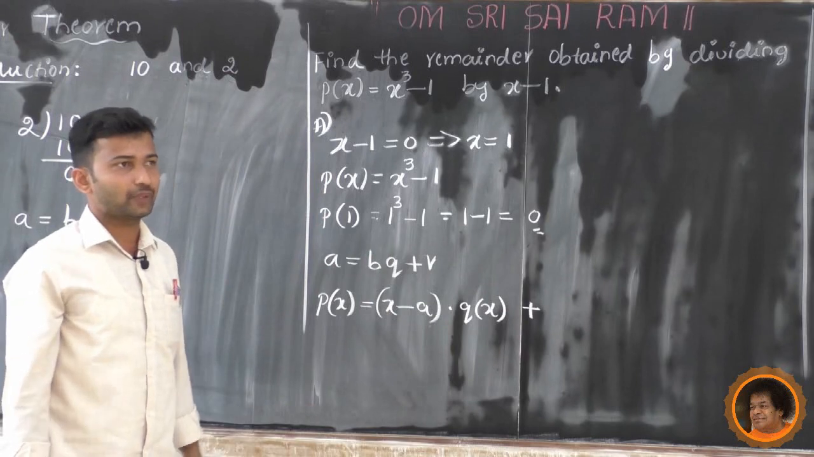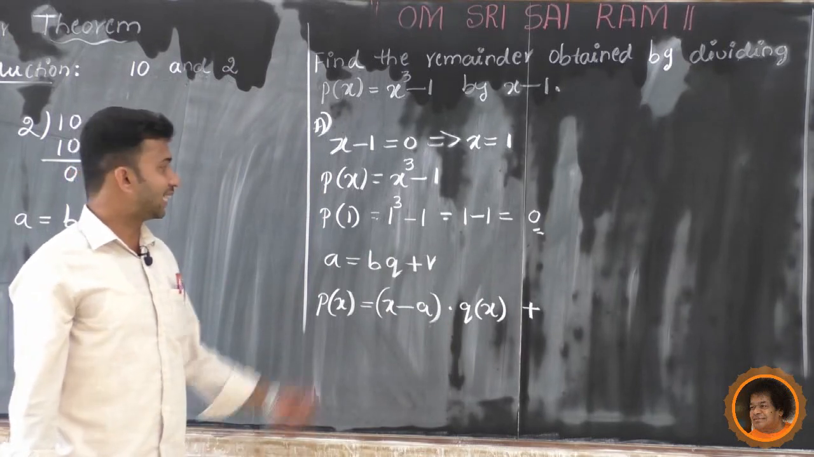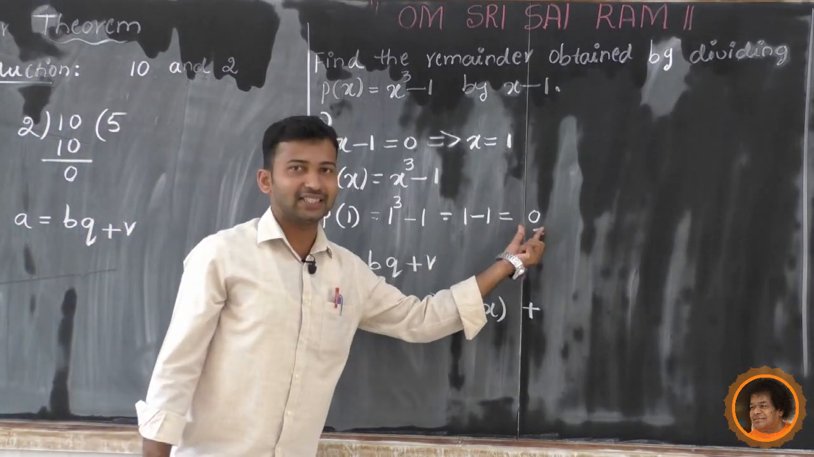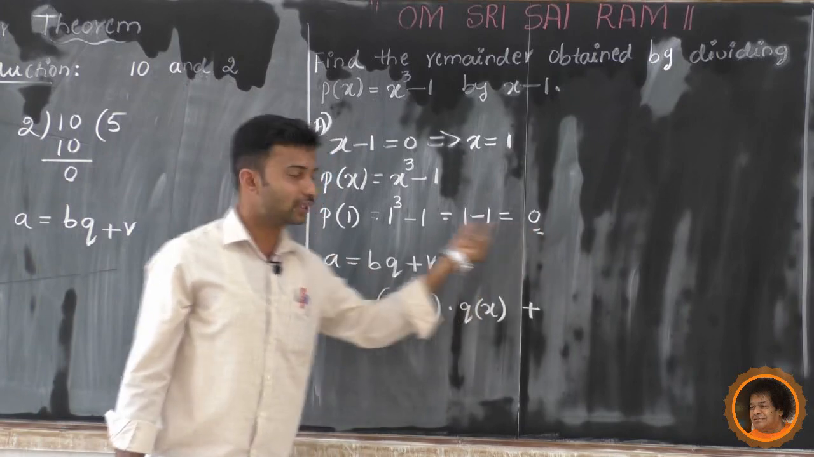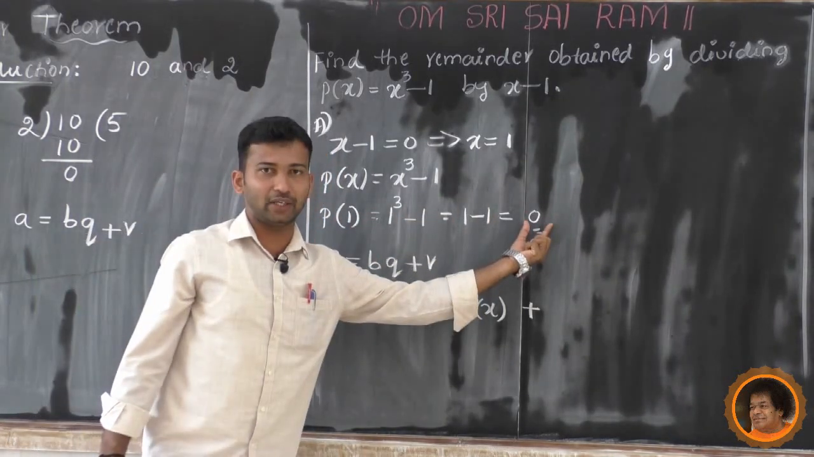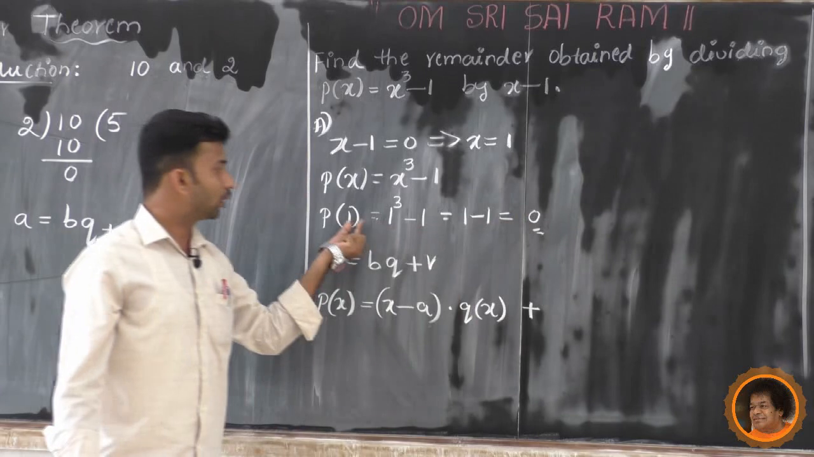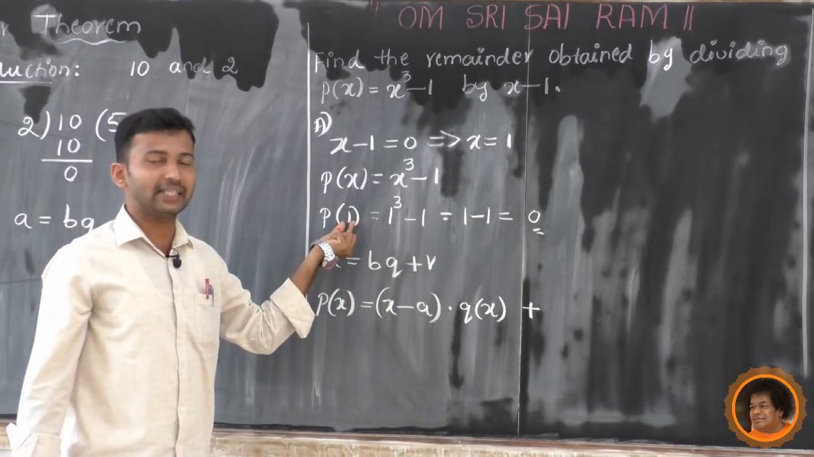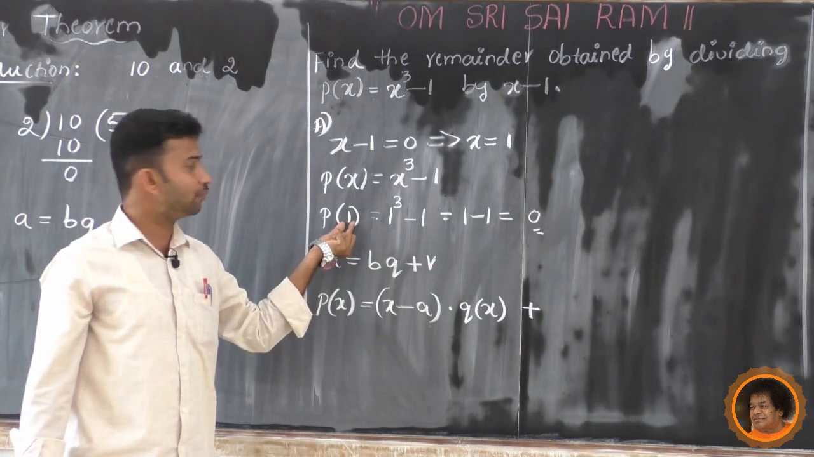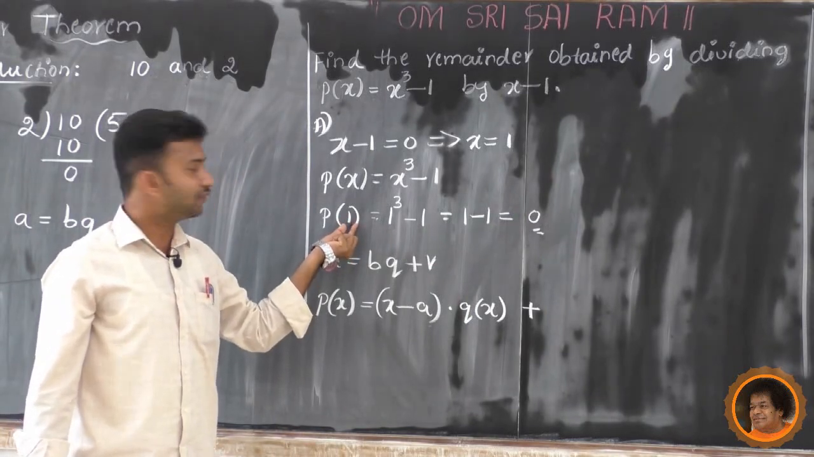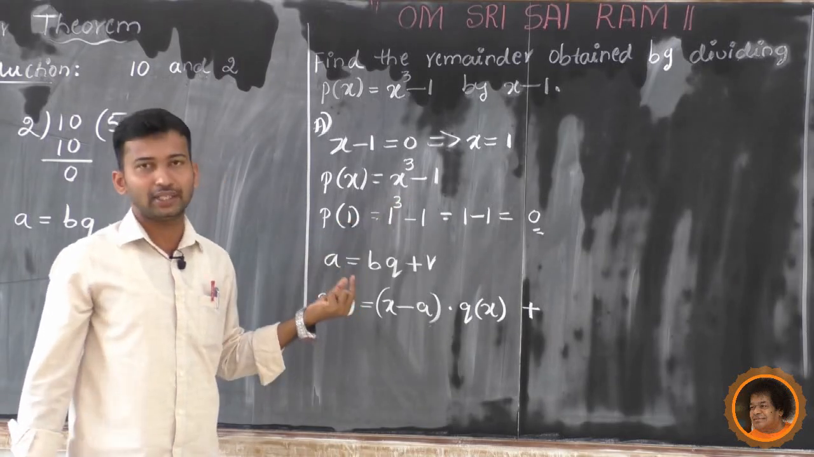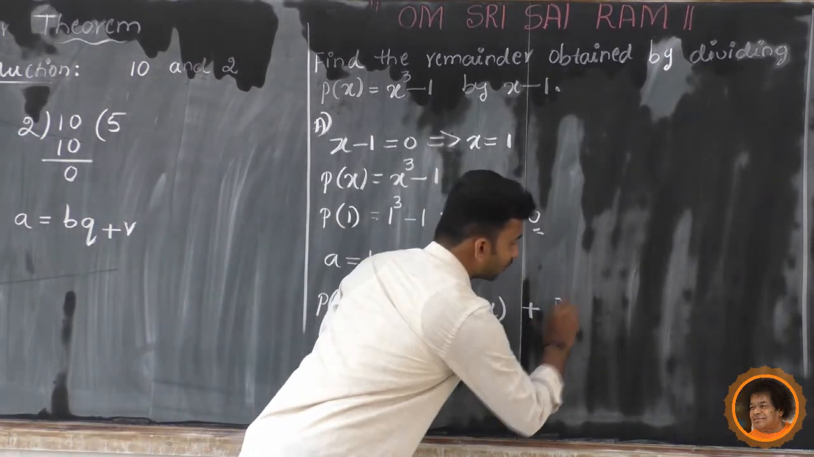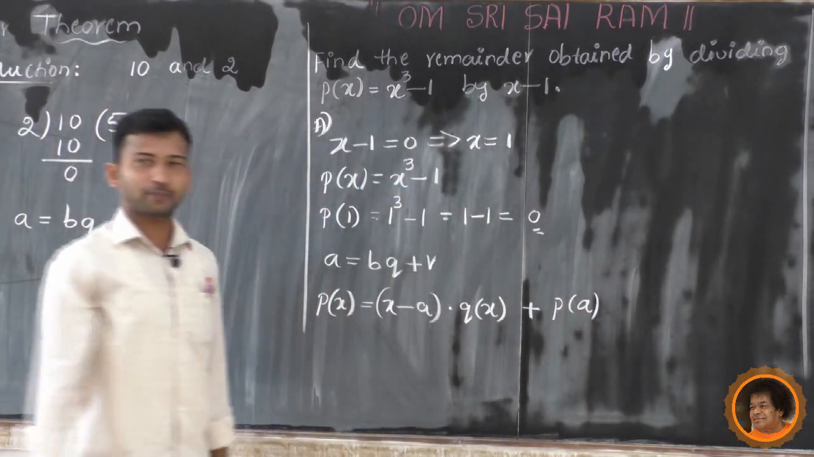Why p of a? By the remainder theorem, the remainder is 0. Therefore, p of 1 is equal to 0. What is 1? Any real number. In the remainder theorem, any real number. We substituted 1 in this polynomial. Therefore, p of a is equal to 0. Therefore, the remainder is p of a.